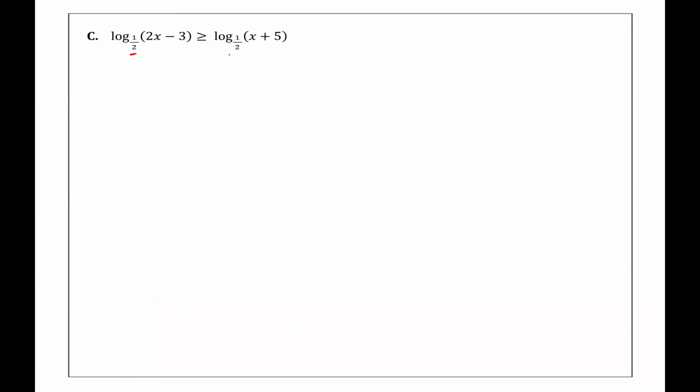So again, bases are the same, check. So all now is focusing on the arguments. Looking at my arguments, they're going to intersect. That point of intersection is going to be one of my restrictions for when this is true. So we're looking for when 2x minus 3 equals x plus 5. Okay, so 2x minus 3 is going to equal x plus 5 where?